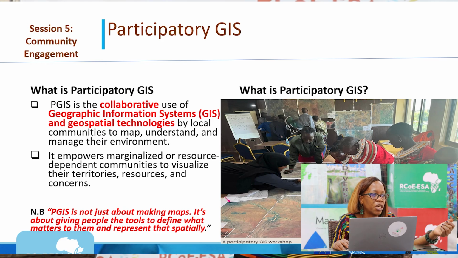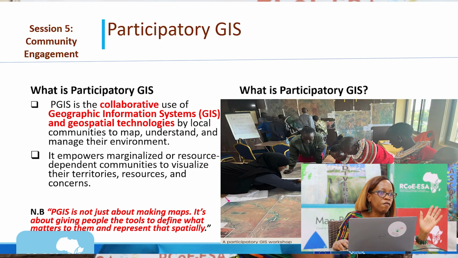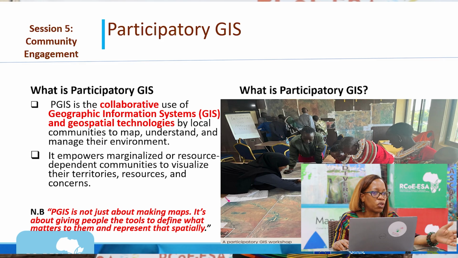So you can see pictures, these are women and men, they are in the corner involved in a session, and these are women in their session. And it even allows the mother to come with their child and they participate fully.